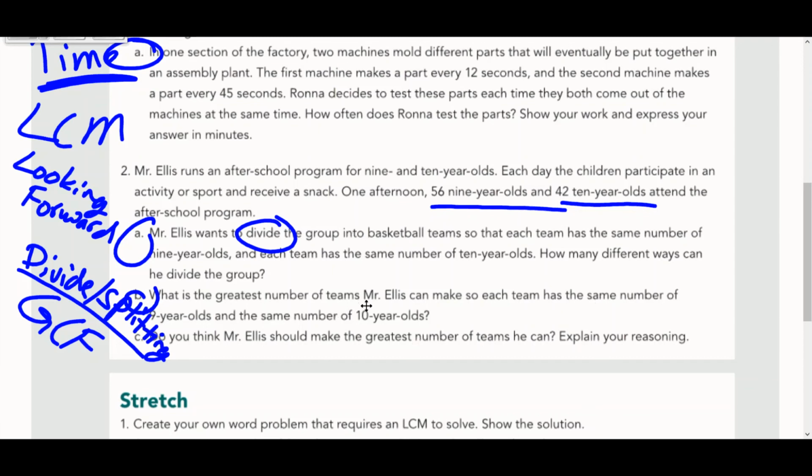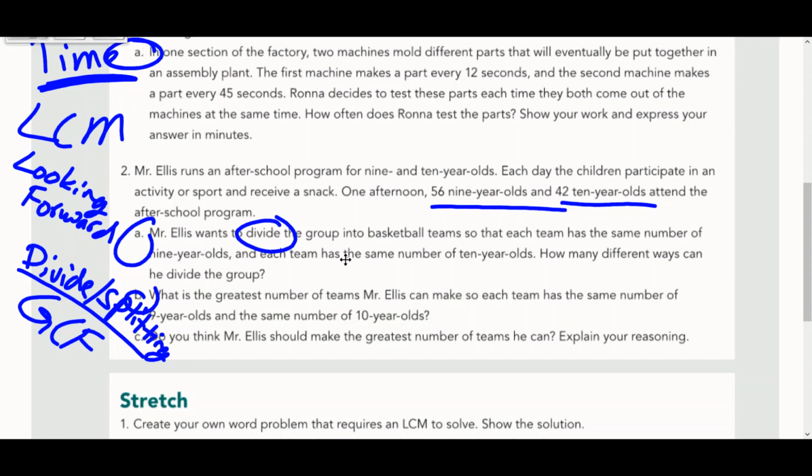All right, and then what's the greatest number of teams Mr. Ellis can make so that each team has the same number of 9-year-olds and the same number of 10-year-olds? Okay, so really, I think you're going to make a list of common factors, right? So you're looking at different ways you could break them up, different numbers of teams, so that everybody has the same number of 9-year-olds and same number of 10-year-olds. And then B is just what's the biggest number of teams? Okay, it sounds like GCF to me.